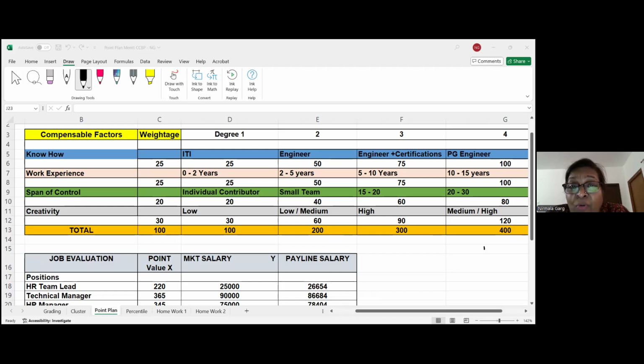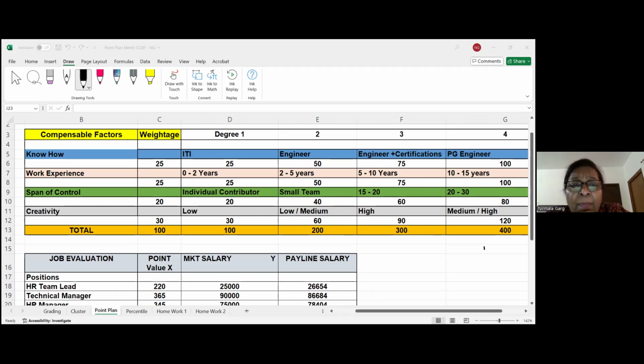Now, what have you done? Unlike job grading, where you looked at the entire job and tried to match it with all the descriptors of all the compensable factors, here, based on the job description, you are evaluating what the intensity is and at what degree it is required. Don't think degree is a qualification differentiation. It is not necessary that I look at only degree 1, all one at a time. I can apportion.